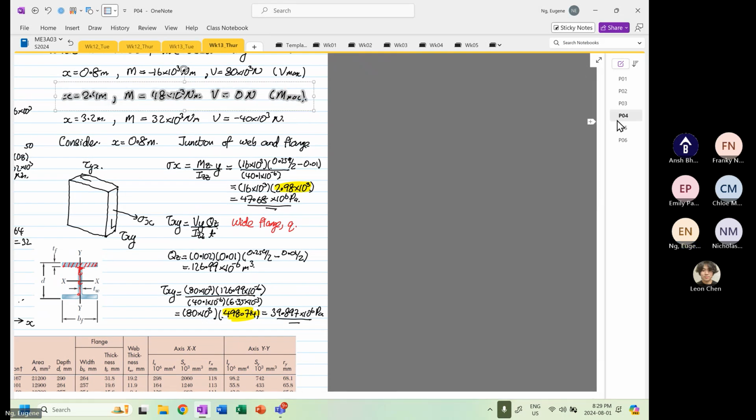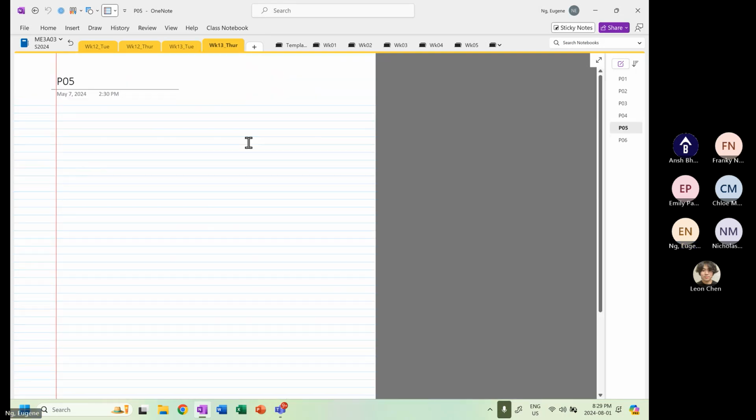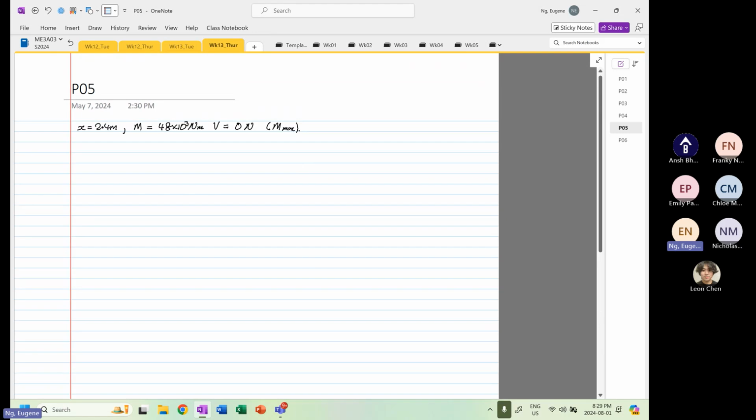So from here you don't immediately jump to a conclusion to calculate the principal stresses. Okay, you don't do that yet. So next we are going to look at this point over here. Now this point is very interesting, right? Because at this point you have zero what? You have zero shearing stress. I repeat again, you have zero shearing stress.